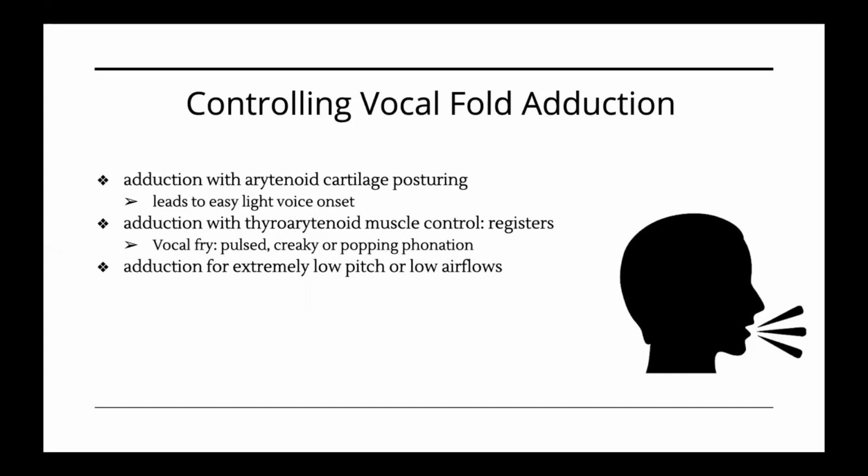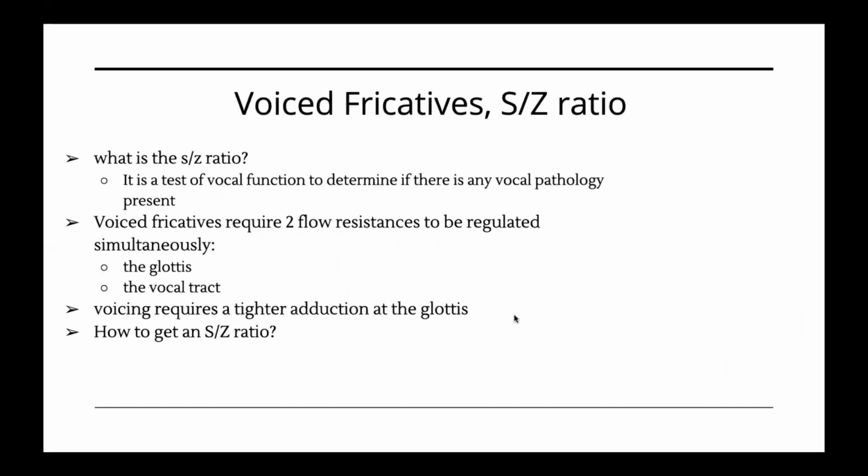For this one, the pulse register makes a person more susceptible to voice damage, including glottal fry, low pitch, low airflow, and low volumes. Voice fricatives and the SZ ratio. What is the SZ ratio? It is a test of vocal function to determine if there is any vocal pathology present. It measures vocal efficacy by comparing acoustic power at the level of the glottis. Ideally, the ratio should be 1:1.